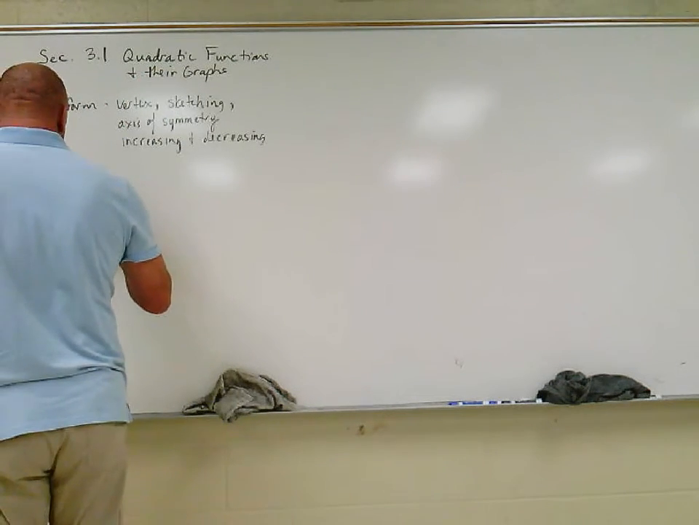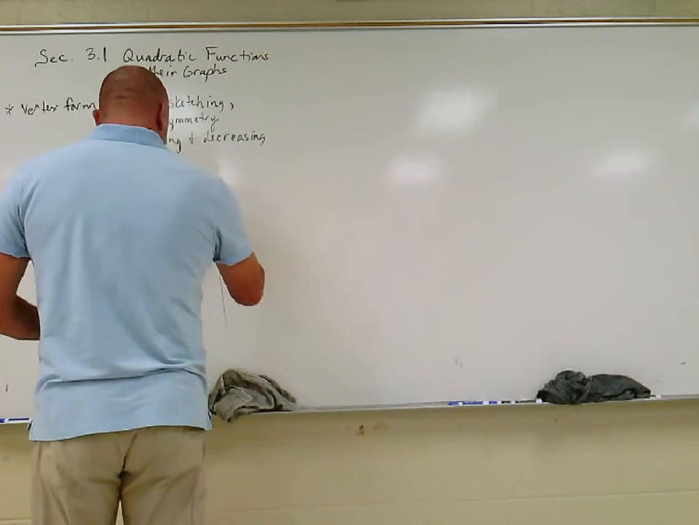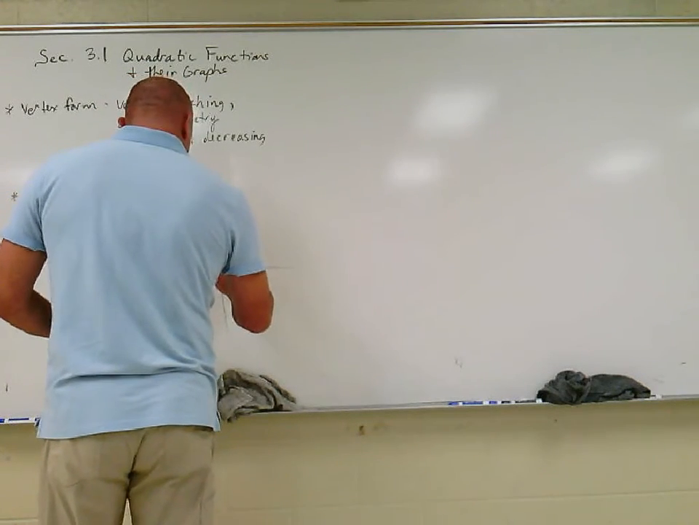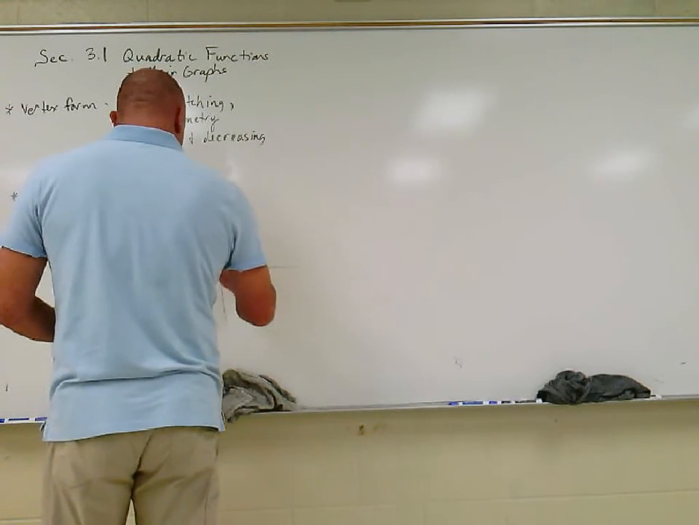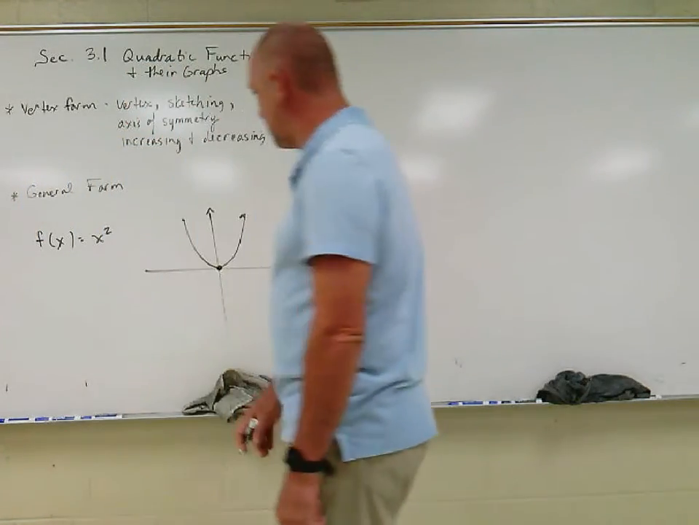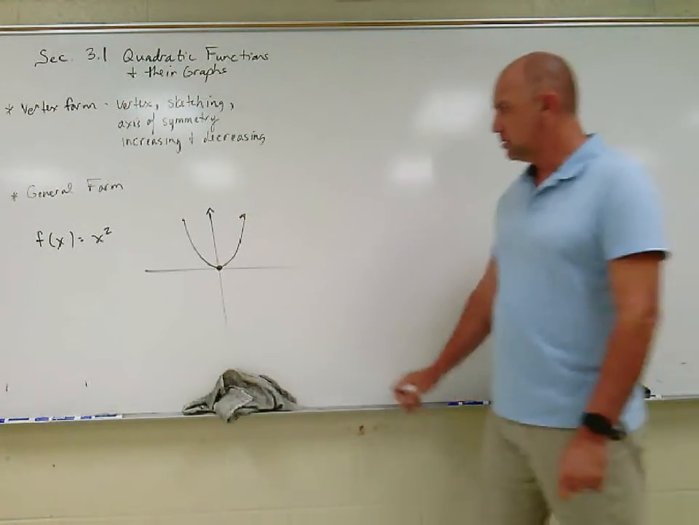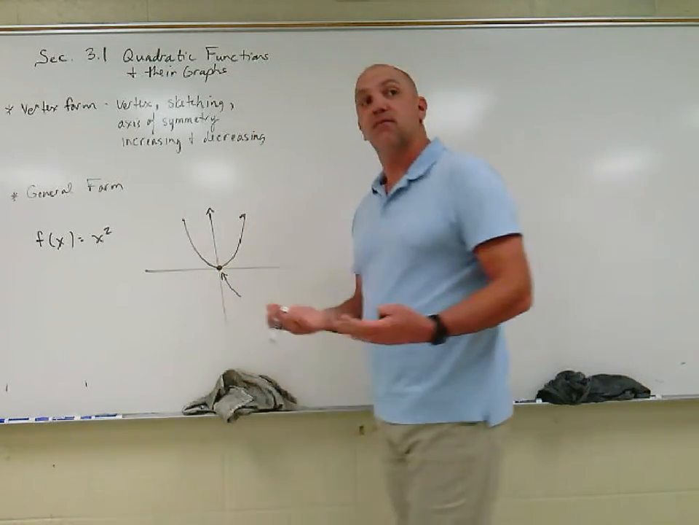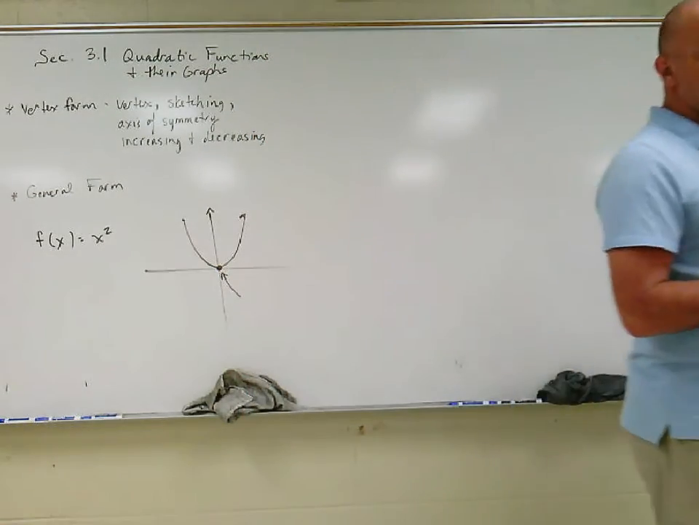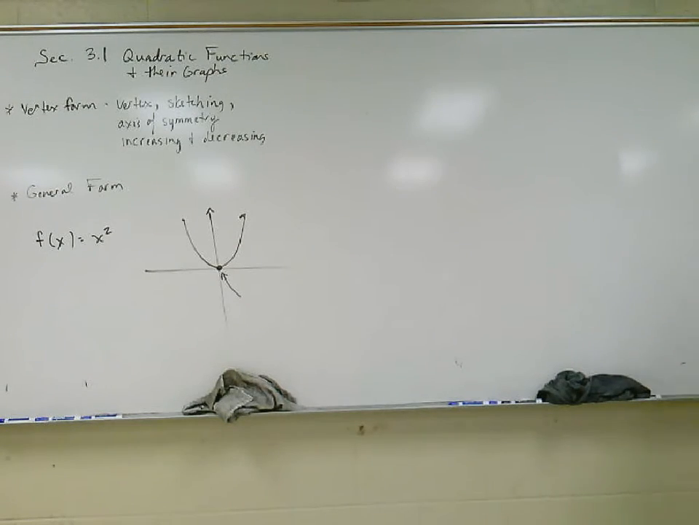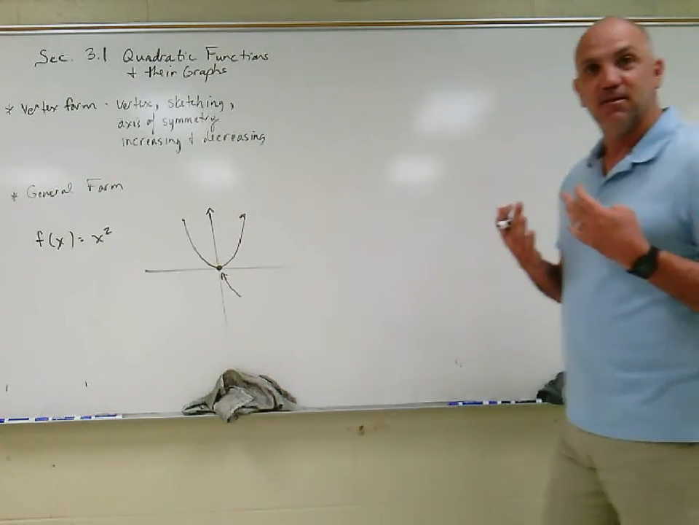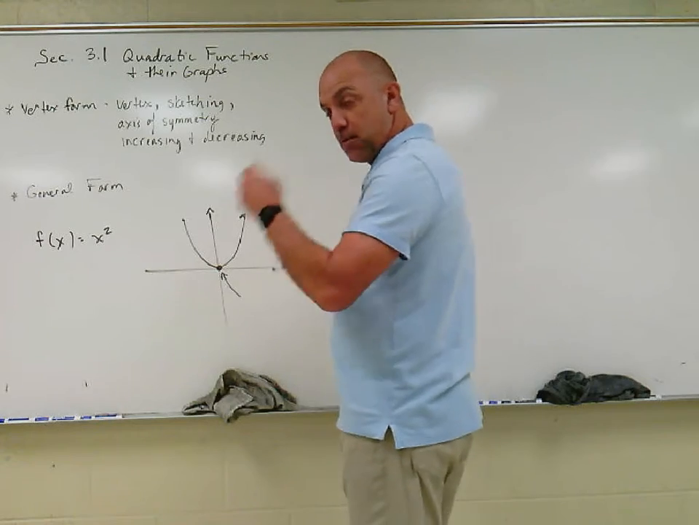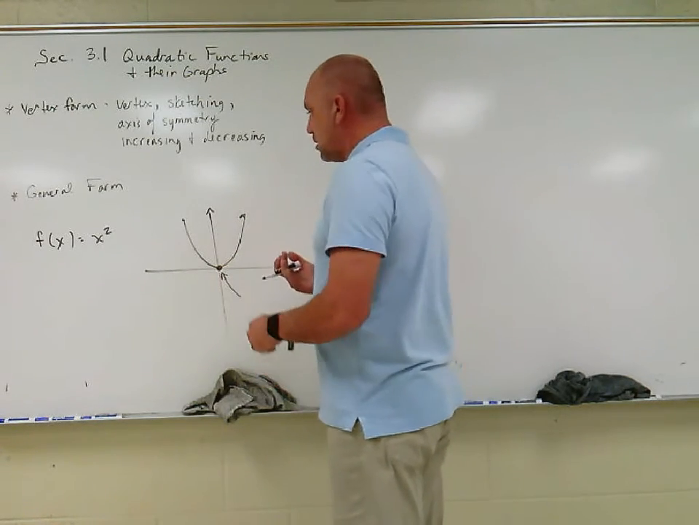And we all know this graph touches the origin at (0, 0). It goes like this, okay? So this point on the quadratic, other than it being at the origin, is called the what? What is that point called on a parabola? Axis of symmetry.